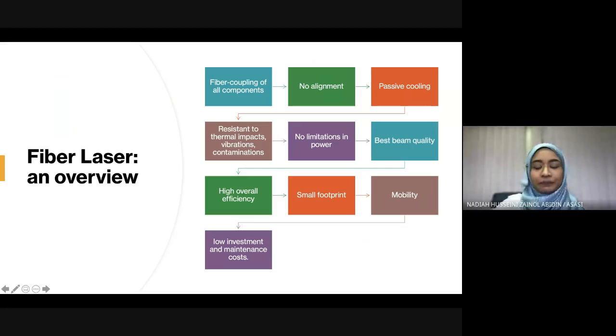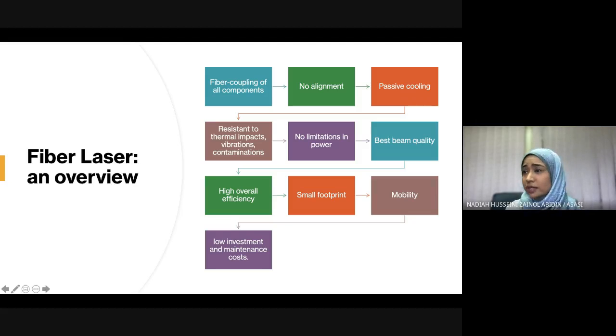Okay, so far we have talked about constructing your own fiber laser. You needed the gain medium, you needed the optical pump, and you needed the feedback. Everything was fiber coupled, right? Everything was done in the optical fiber itself. How do you get everything in the fiber? You use splicing. So everything is fiber coupled. You don't need to align it because you just need to splice it. And passive cooling is possible for a fiber laser system because of its high surface to volume ratio, which means that heat dissipation is also efficient. This makes it very resistant to thermal impacts, vibration, and contamination, and fiber lasers have no limitation in power.